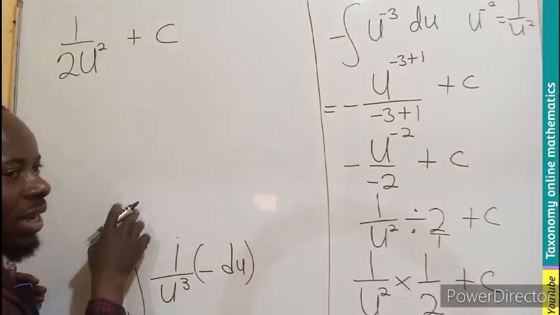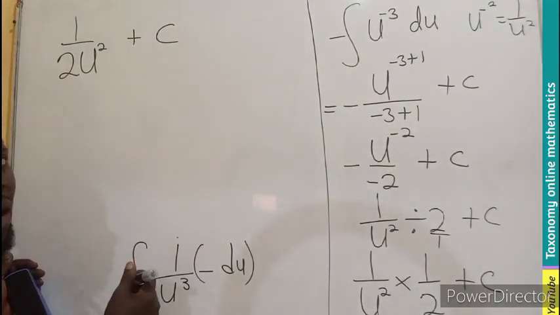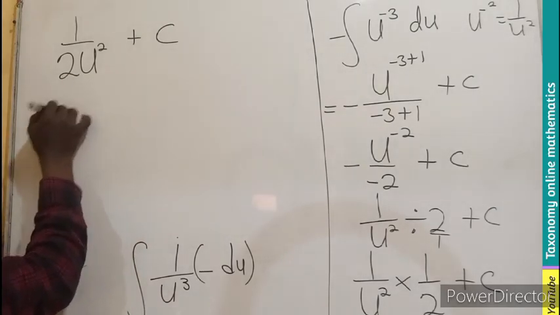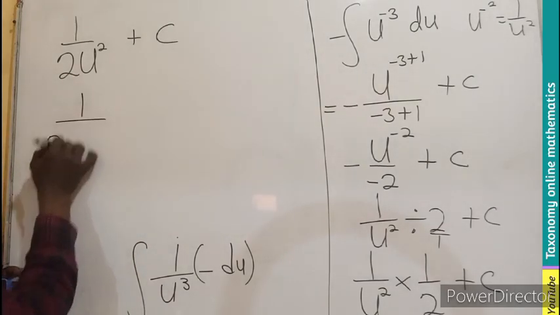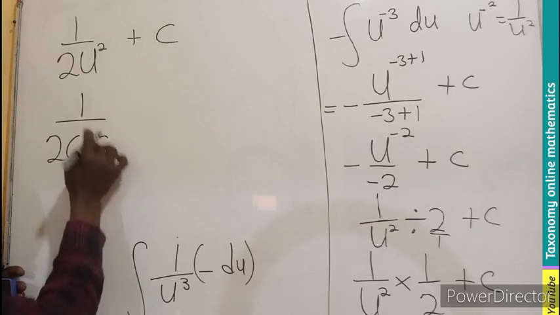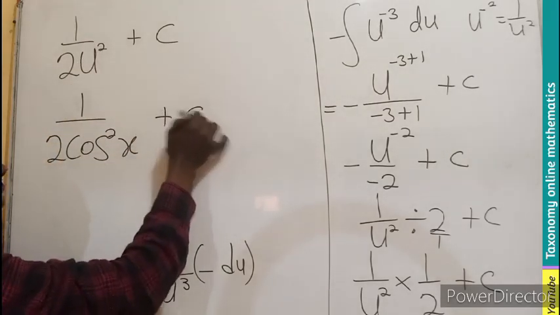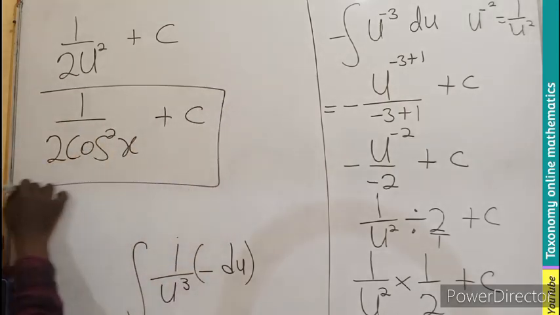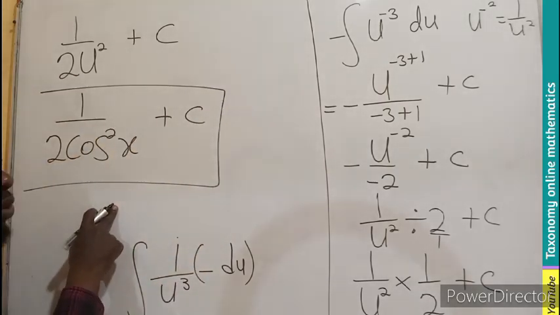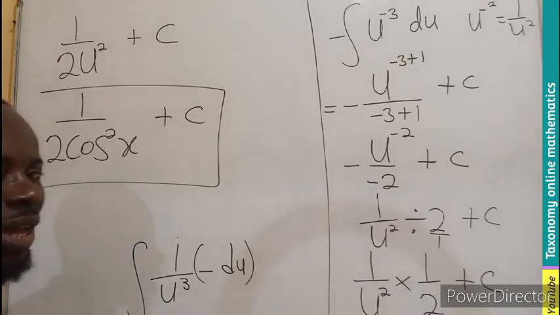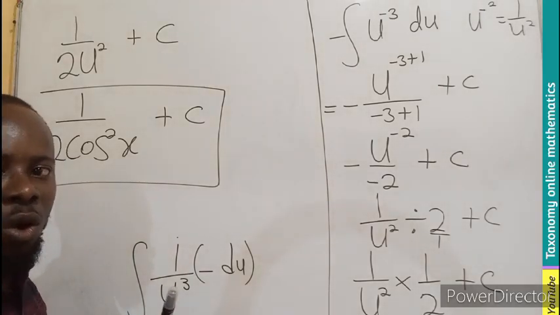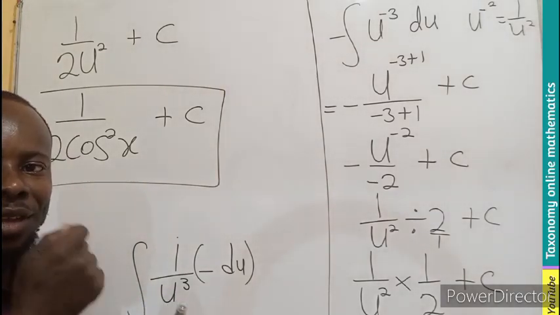But don't forget, in the beginning we let u be cos x. So this becomes 1 over 2 cos squared x plus the constant of integration. So this is what we are going to get if we integrate sine over cos cubed x dx.